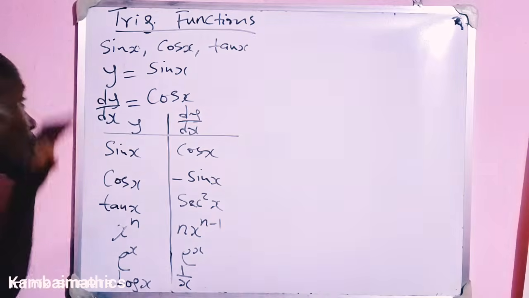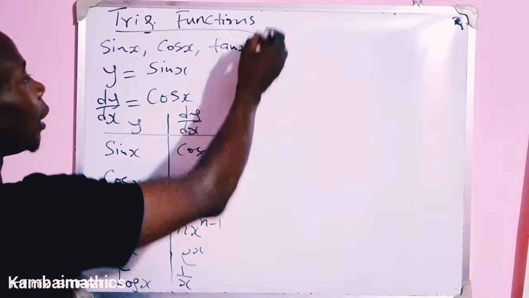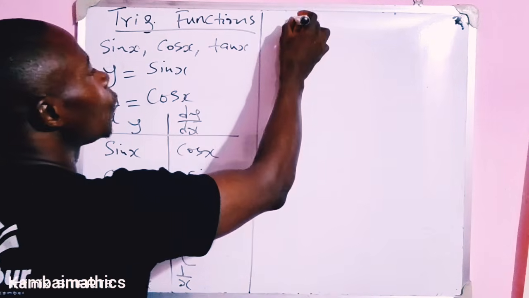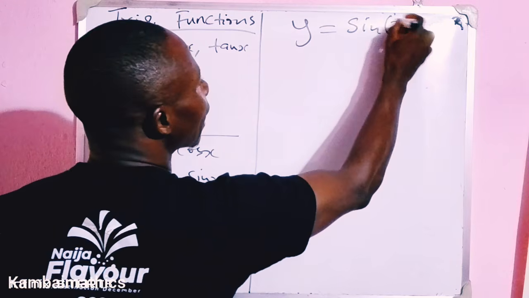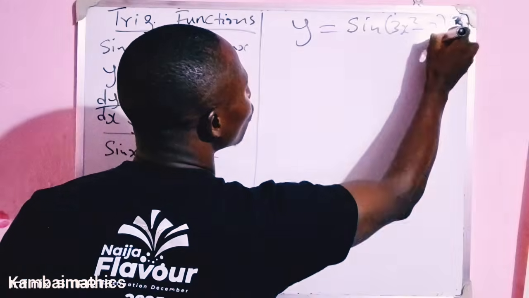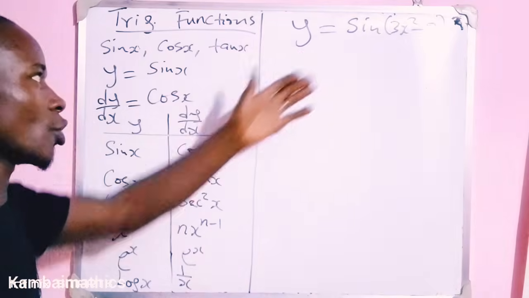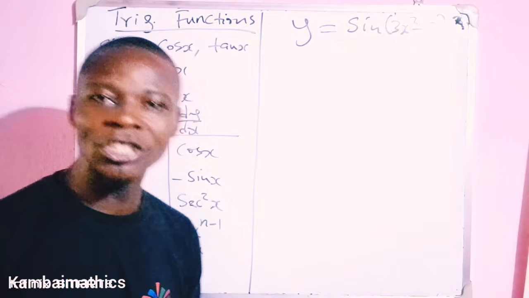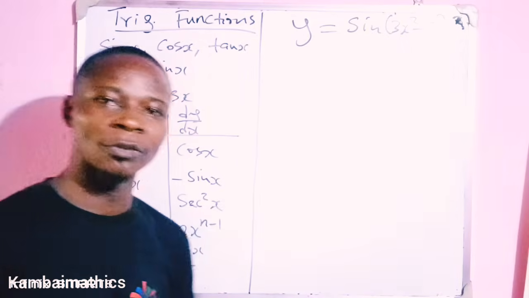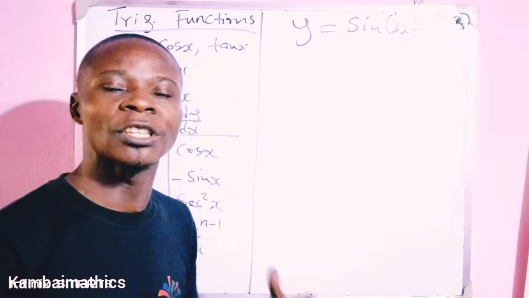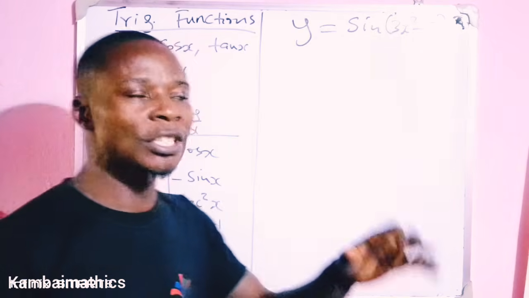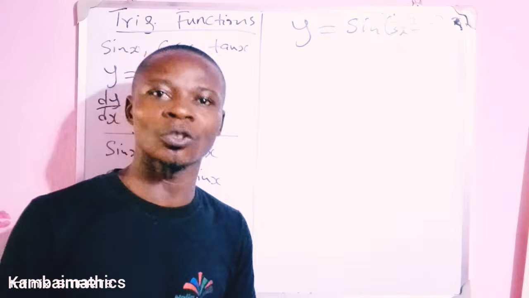But since we are dealing with trigonometry functions, let's assume that you are given y equals sine open bracket 3x square minus 2 close bracket, and you are asked to find the derivative of this. This is where function of a function comes in, because in this question y is a function of the trigonometry, and the sine also is a function of the angle, which is in the bracket, given to us to be 3x square minus 2.